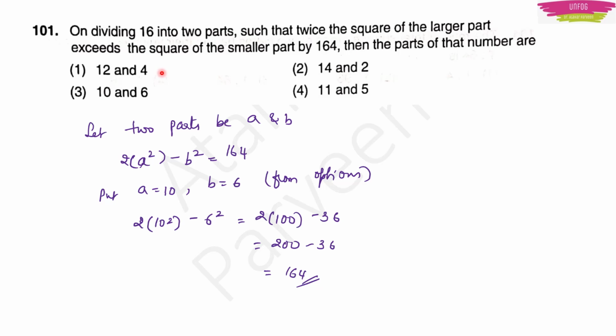Okay. Substitute option 1. Write 12 in place of A and 4 in place of B. If you are getting 164, well and good. And like that only go on doing. When I went for A is equal to 10 and B is equal to 6, I got answer 164. So that's why option 3, 10 and 6 will be the correct answer. This is a simple thing. You have to use the options which they have given, substitute and see whether you are getting 164 or not.